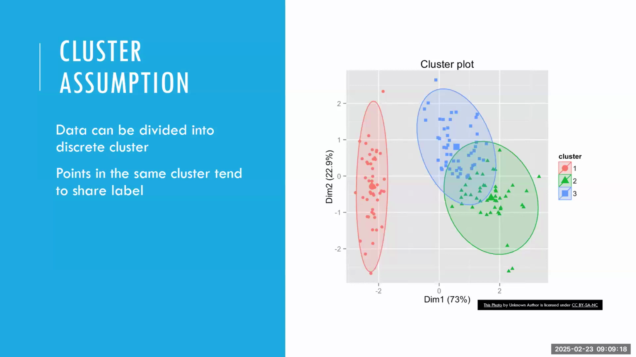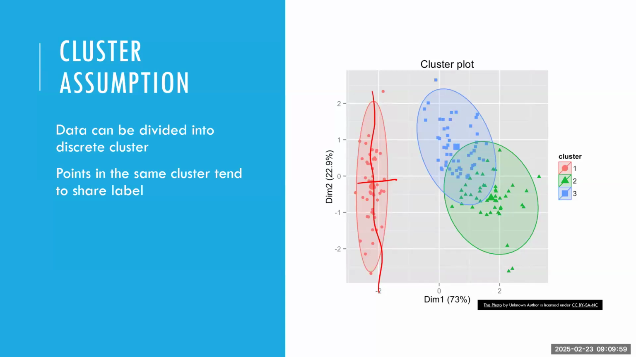The next assumption is called the cluster assumption. The cluster assumption says that the data can be divided into discrete clusters. So what do we mean by discrete clusters? The data with the same label should form some kind of distribution in the input space that maybe has some variance in one direction and small variance in another direction. And points in the same cluster should share the same label.